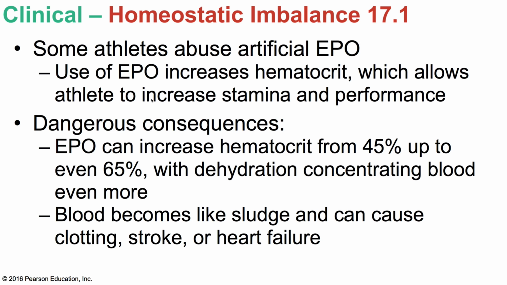This is a very good example of what we just learned in the past few slides applied to real life. Some athletes abuse their bodies. They artificially increase their red blood cell production. In other words, they dope themselves up with artificial EPO. And this, again, is going to increase the production of red blood cells. Hematocrit goes up. How does this affect the athlete? Well, they have a lot more energy, increased stamina, and they perform much better.